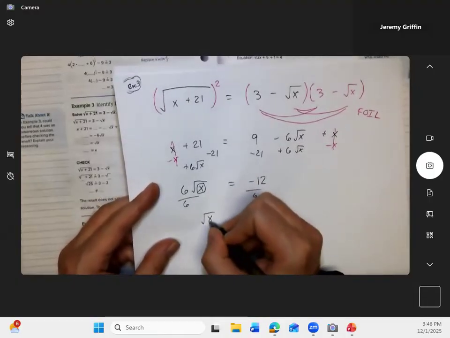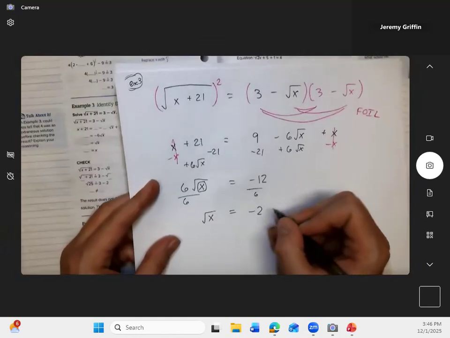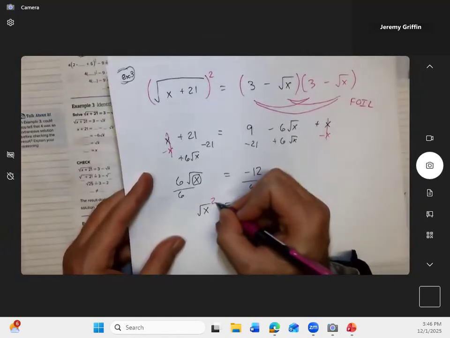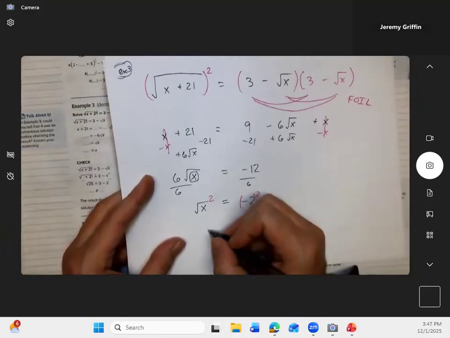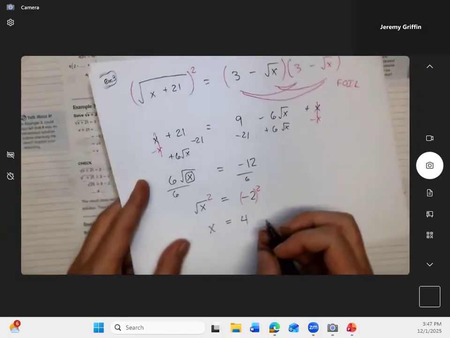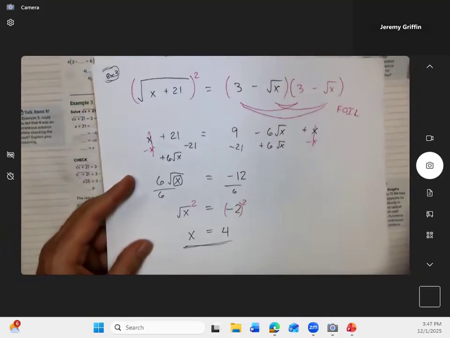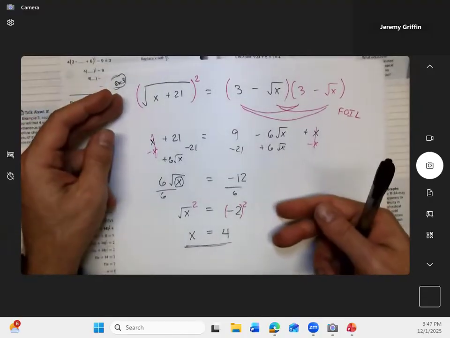So root x is equal to negative 2. Square both sides. Oh, make sure that's in parentheses. Okay. So I got x is equal to, and negative 2 being squared would be 4. Right. Now, careful though, because we do have square roots floating around. We got negatives floating around.